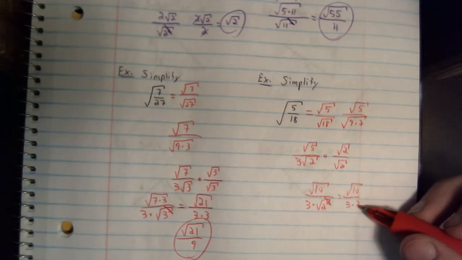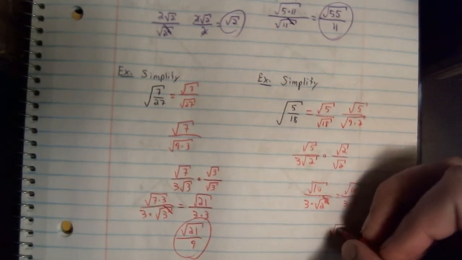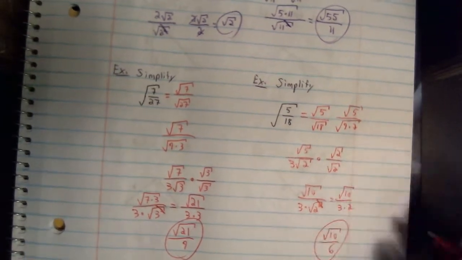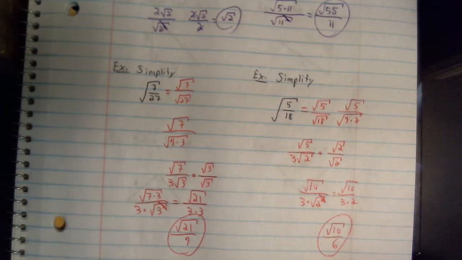That squared goes away. That gives me root 10 over 3 times 2. And all I have to do is just think about this. 3 times 2 becomes a 6. So my final answer here is root 10 over 6. Root 10 does not simplify any further either. This is, in fact, my final solution.